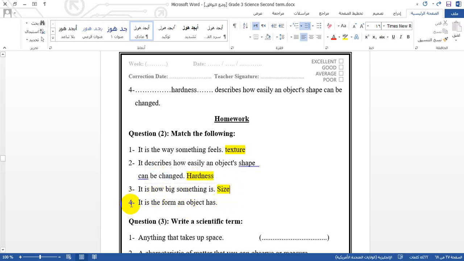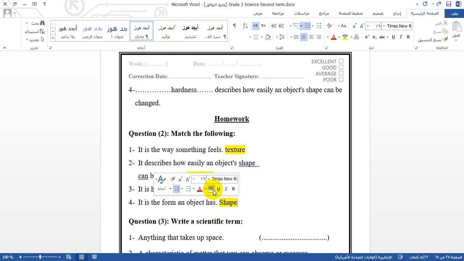Number 4 is the form an object has. What is it exactly, guys? It is the shape, the form. What does form mean, guys? If it is a circle or square or triangle. So shape. This is the definition of the shape property.